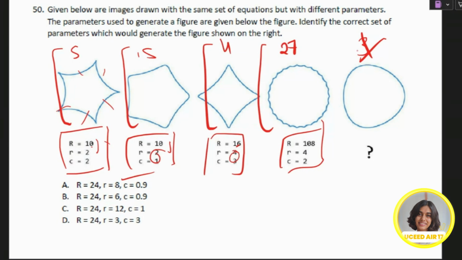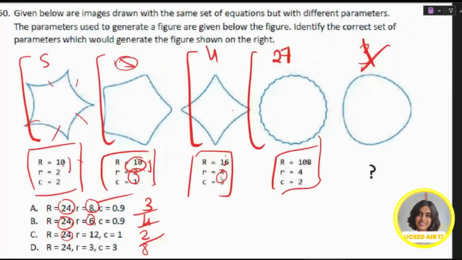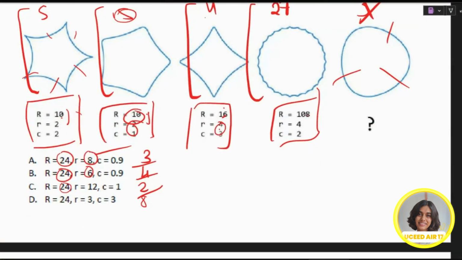Or probably you can also do that if you have figured out, then 10 divided by 5 is 2, 16 divided by 4 is 4, 108 divided by 27 is 4. So I got these numbers. Sort of, I said that we figured out that there are 3 this year. So I would tick A right away.